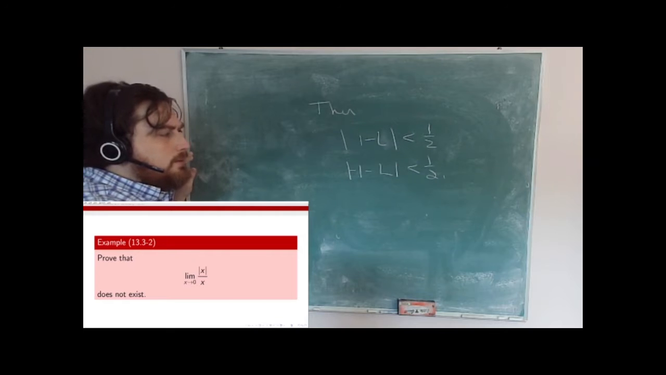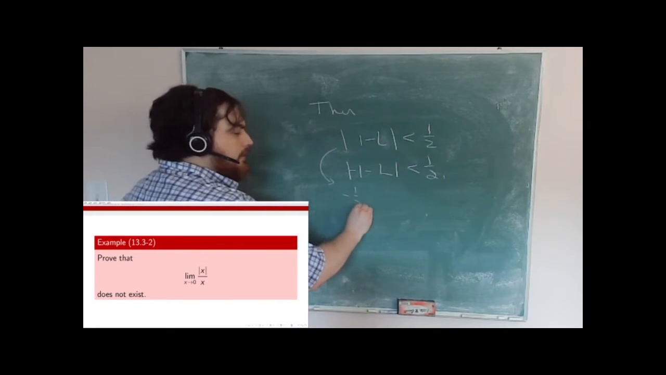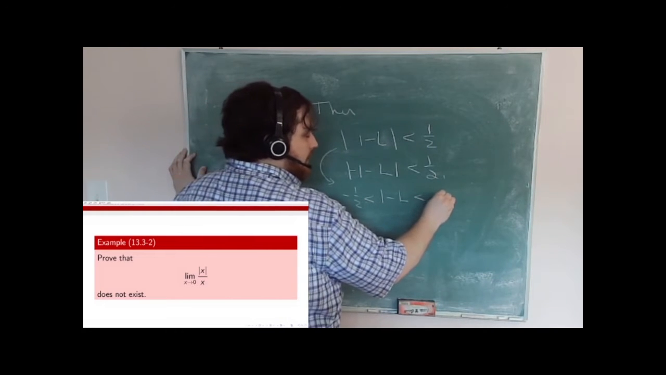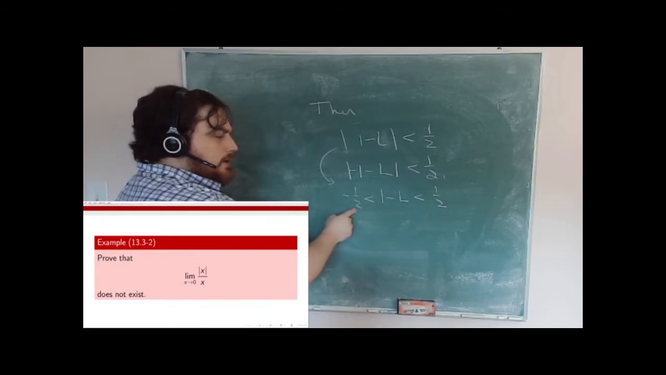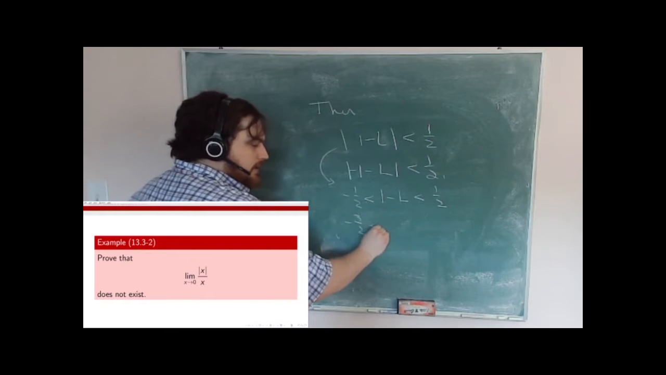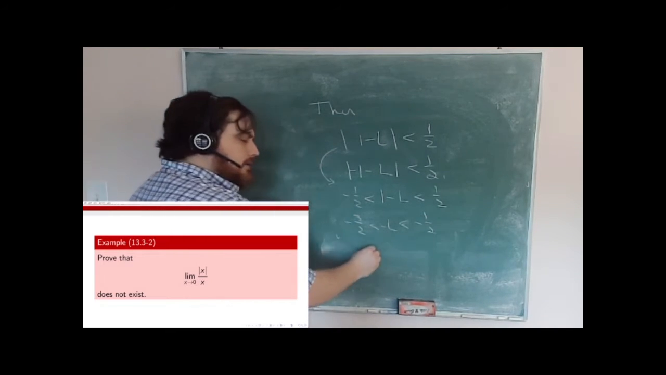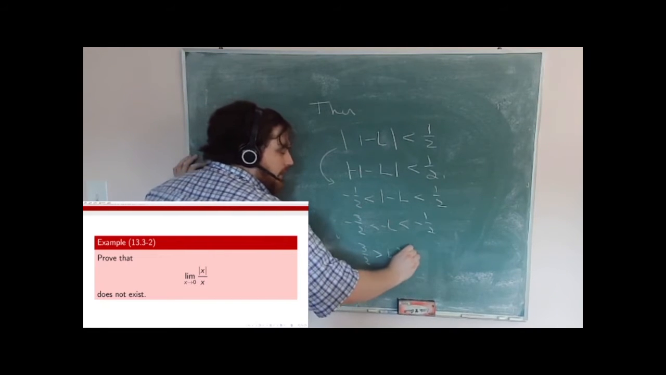All right, well, what does that mean? Well, if I use this one, this tells me that negative 1/2 is less than 1 minus L is less than 1/2. So if I subtract 1, I get that negative 3/2 is less than negative L is less than negative 1/2. And so if I multiply by negative 1, I get 3/2 is greater than L is greater than 1/2.